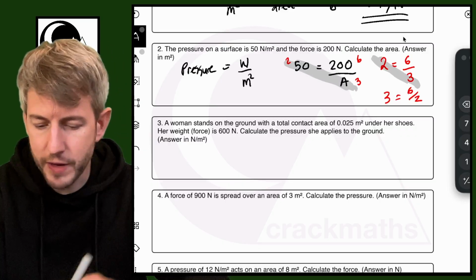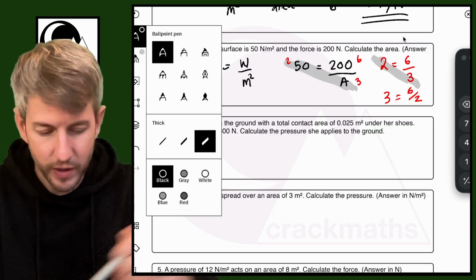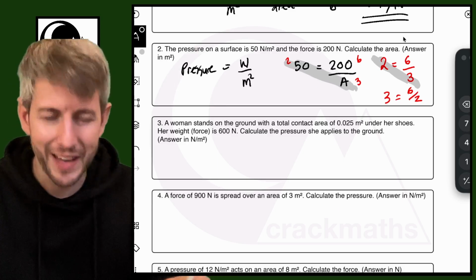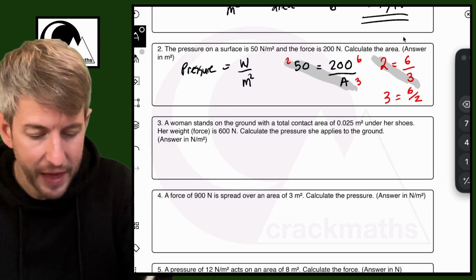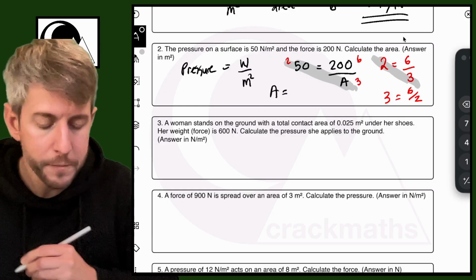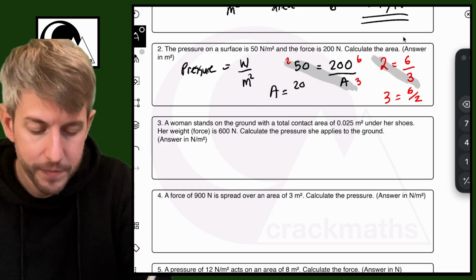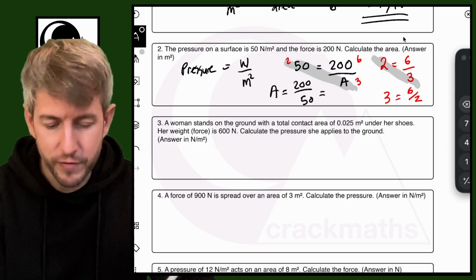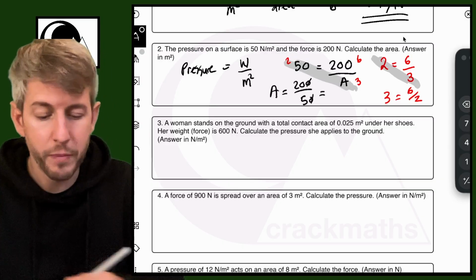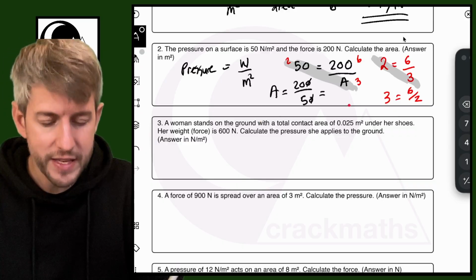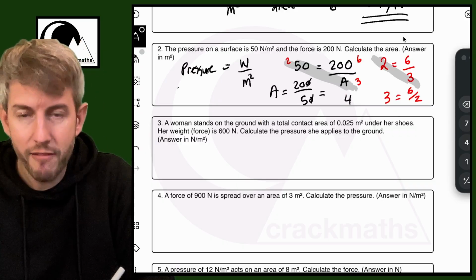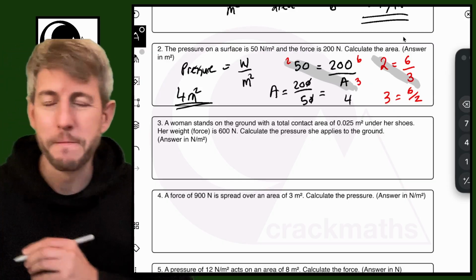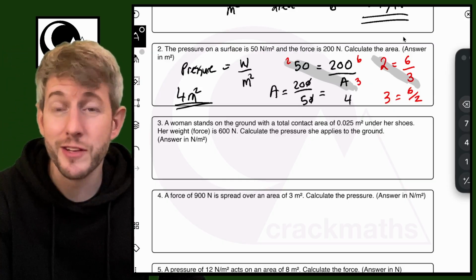So now I'm going to rewrite this equation. If we switch these two, this is the reverse calculation, so the A is equal to the 200 divided by the 50. 200 divided by 50 is like 20 divided by 5, and 20 divided by 5 is 4. So the area is 4 meters squared. There we go, that's the answer to question 2.